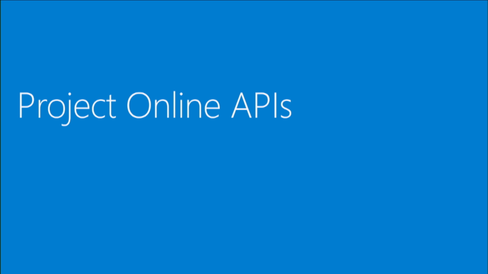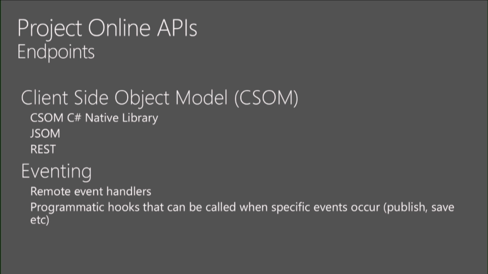So I'm going to spend some time talking about the online APIs. Project Online has one supported API. It's called CSOM, the client-side object model. I believe you said you've used SharePoint, so most of the infrastructure and concept is the same. CSOM ships with 3 different entry points. One of them is a native .NET client library. The second one is JavaScript, JSOM, the JavaScript object model. And then there's obviously the REST endpoint.